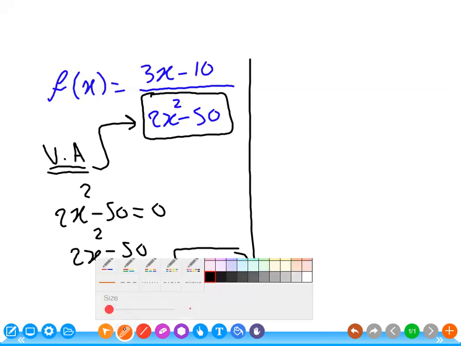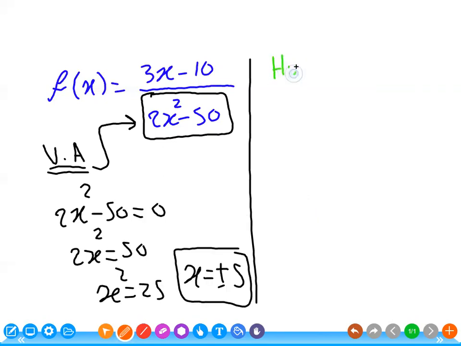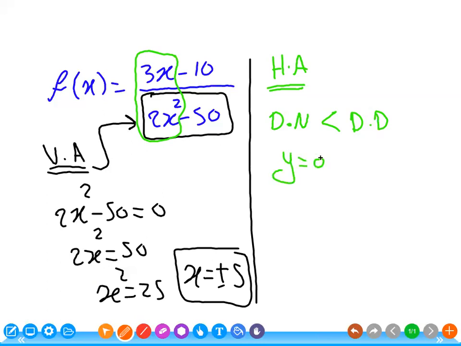Now let's go for the horizontal asymptote. We check the degree of the numerator against the degree of the denominator. As you can see, the degree of the numerator is less than the degree of the denominator. So in this case, directly we will say that we have a horizontal asymptote at y equals 0. And so on, you apply the other cases. For horizontal, you just compare the degrees. If the degree of the numerator is greater than the degree of the denominator, then you will say no horizontal asymptote.